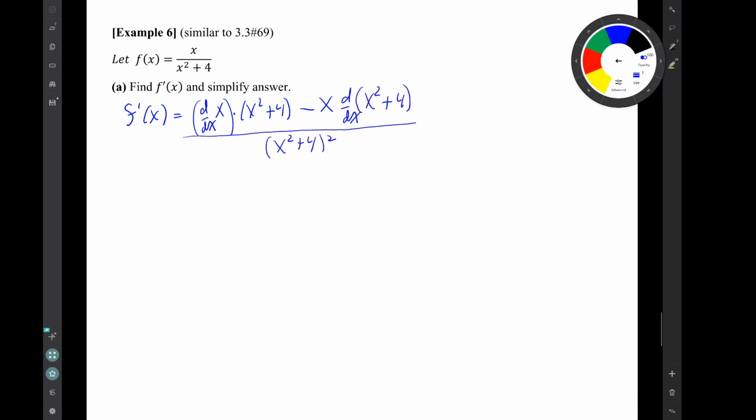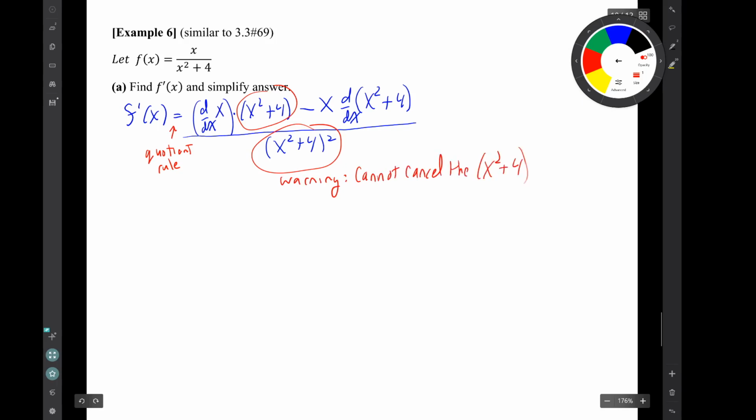So there's the form of the quotient rule. It's worth noting that we might be tempted to cancel, but we cannot cancel the x squared plus 4. We have to go on. In the next step, we'll do those derivatives. We'll start by writing down all the stuff that doesn't change.